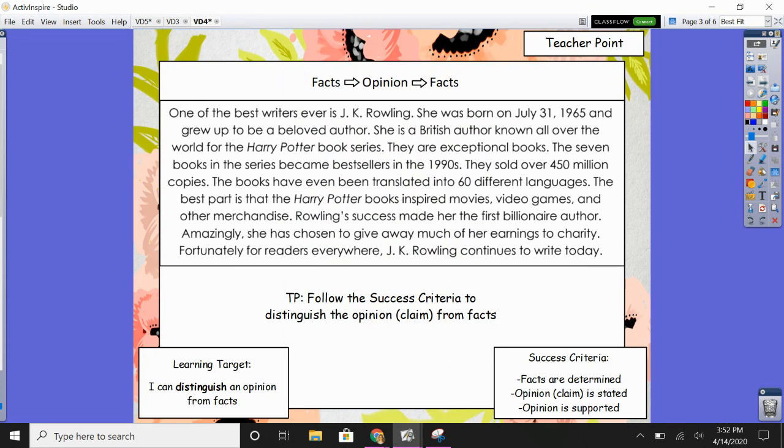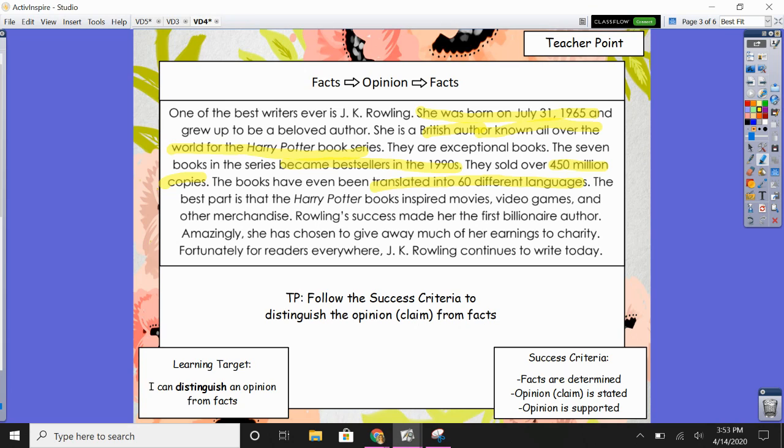When we are reading this passage, I want you to be looking for facts, and I'm going to be highlighting them in yellow as we go. So it starts out by saying one of the best writers ever is J.K. Rowling. She was born on July 31st, 1965, and grew up to be a beloved author. She is a British author known all over the world for the Harry Potter series. They are exceptional books. The 7 books in the series became bestsellers in the 1990s. They sold over 450 million copies. The books have even been translated into 60 different languages.